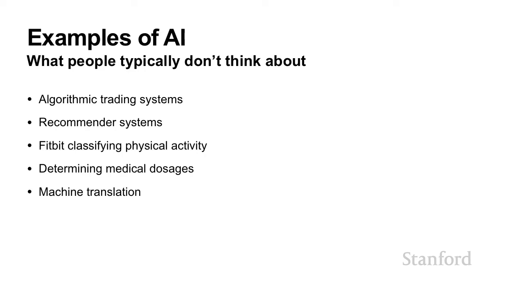Machine translation, which translates words, sentences, paragraphs from one language to another. So think Google Translate. Spam filters, which can be found in your email systems, which automatically classifies a text as whether or not it's spam.